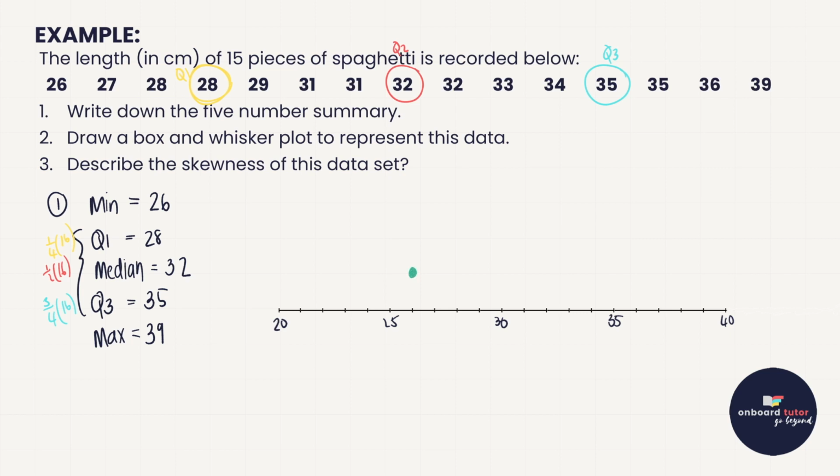26. The maximum value is 39. That's over there. And then quartile 1, we're plotting at 28. Median at 32. And quartile 3 at 35. Okay, let's pick up the ruler and get this thing drawn nice and neatly. There we go. So that's our box and whisker plot, nice and accurately plotted.